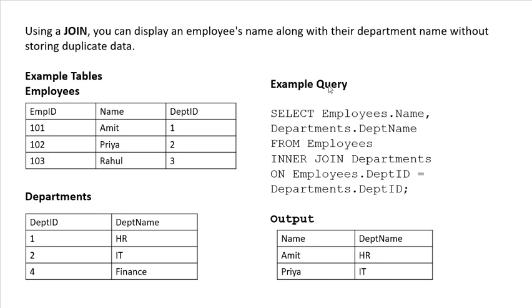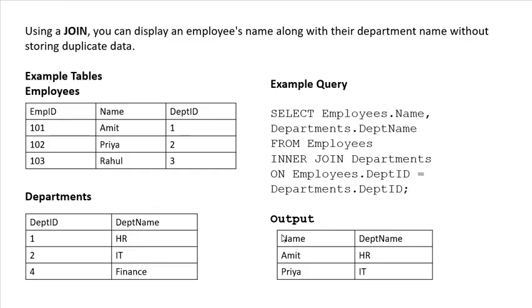And then the query is written as: SELECT employee.name from the employee table to find the employee name, and departments.department_name from the department table to find the department name, FROM employee INNER JOIN department, joining the employee table to the department table ON employees.department_id = departments.department_id, the same column. Then the data is printed.